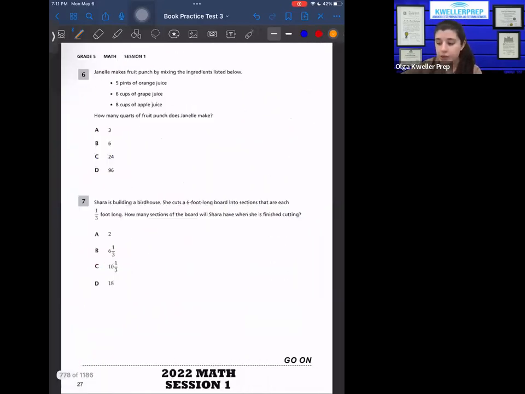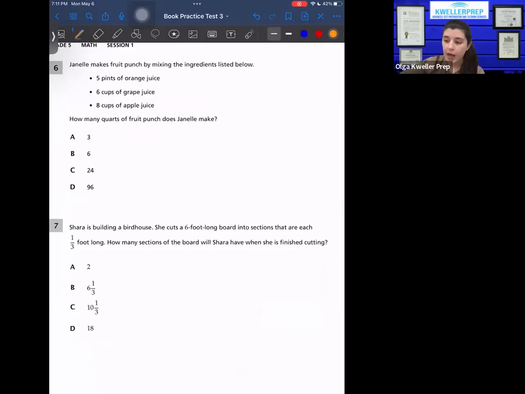Okay, moving on to the next page. We have Janelle makes fruit punch by mixing these ingredients. We've got 5 pints, 6 cups, and 8 cups. And the question is, how many quarts of fruit punch does Janelle make? So how do I tackle this?